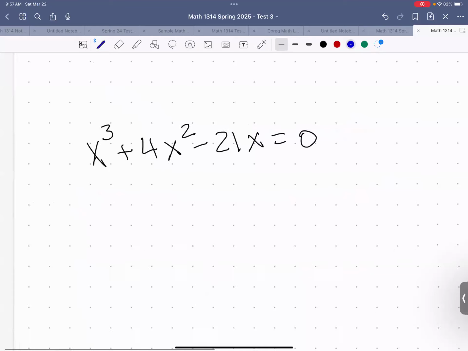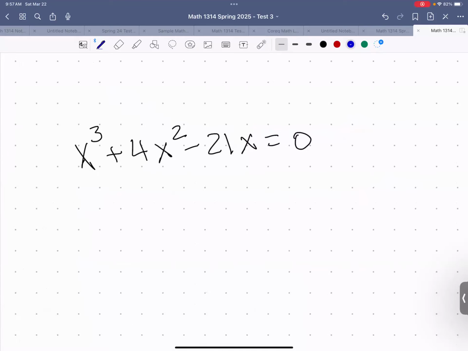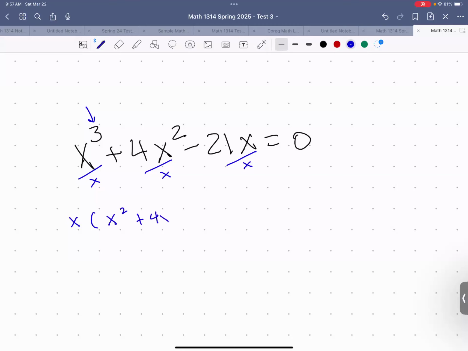Here on this one, it is already equal to 0. We need to factor. It is a trinomial, but when we look at that trinomial, it's not a second degree trinomial, it's a third degree trinomial, which generally means there is a greatest common factor. These all divide by x, so let's take that out of the problem first. When we do, we're left with x squared plus 4x minus 21 equal to 0.